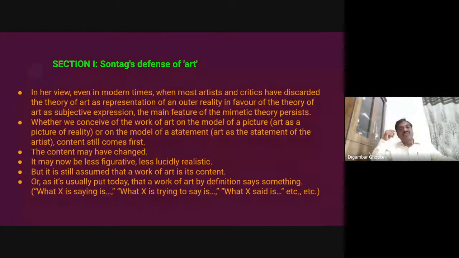So the content, the subject matter, may have changed. It may now be less figurative, less lucidly realistic, but it is still assumed that a work of art is a content. Or it is usually put today that a work of art by definition says something. For example, what X is saying, what X is trying to say, what X said, etc. So we keep on talking about these things even today. Meaning content remains at the center.